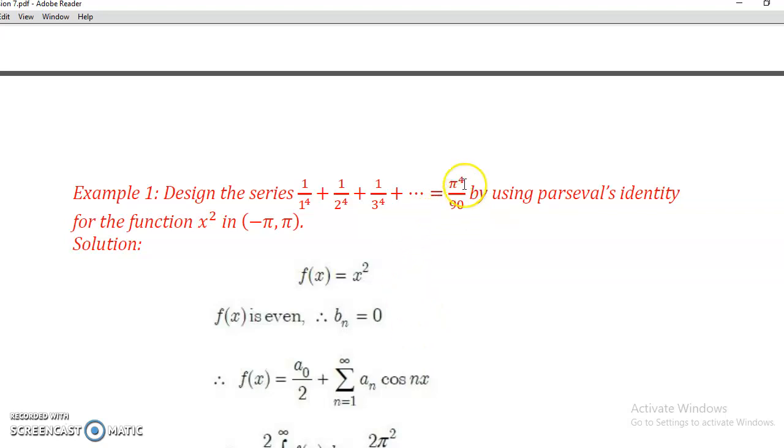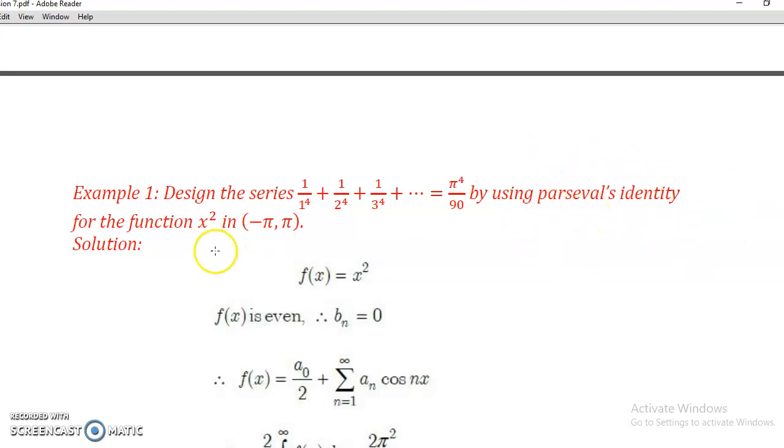The first question: deduce the series 1 by 1 power 4 plus 1 by 2 power 4 plus etc. should be equal to pi power 4 by 90 by using Parseval's identity for the function x square in the interval minus pi comma pi. So now in design 1 we have seen minus pi comma pi and minus l comma l in odd or even function condition, but here they have not mentioned the odd or even condition, but Parseval's identity. It doesn't mean that we don't need to check the odd or even condition.